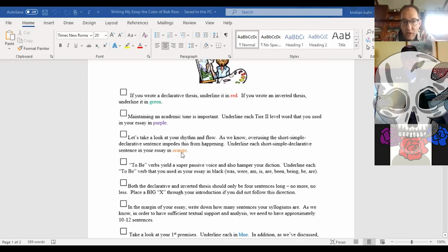So in terms of the Nuance Academy, I got some color coding for that. Maintaining an academic tone is important. Underline each tier 2 level word that you used in your essay in purple. So again, absence, presence of color, they know exactly where they stand. Put the onus on the student. Let's take a look at your rhythm and flow. As we know, overusing the short, simple declarative sentence impedes this from happening. Underline each short, simple declarative sentence in your essay in orange.